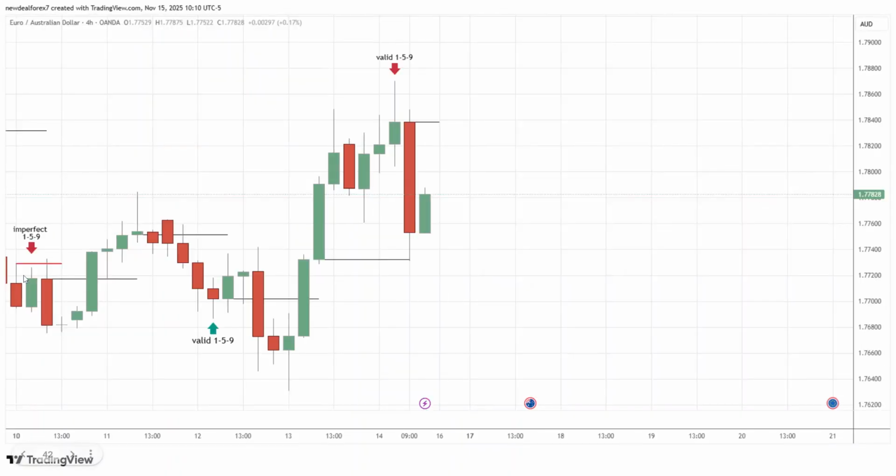A couple more examples. Here's an imperfect 159 because here's my 9 a.m. candle right here. See the black line? So this is 9 a.m. Price went up. It swept these two highs, 1 and 5. It swept both of those and then went down. So that's an imperfect 159, but I will count that. This is invalid because this isn't even an expansion candle, and I checked the 1, 2 candles before that.